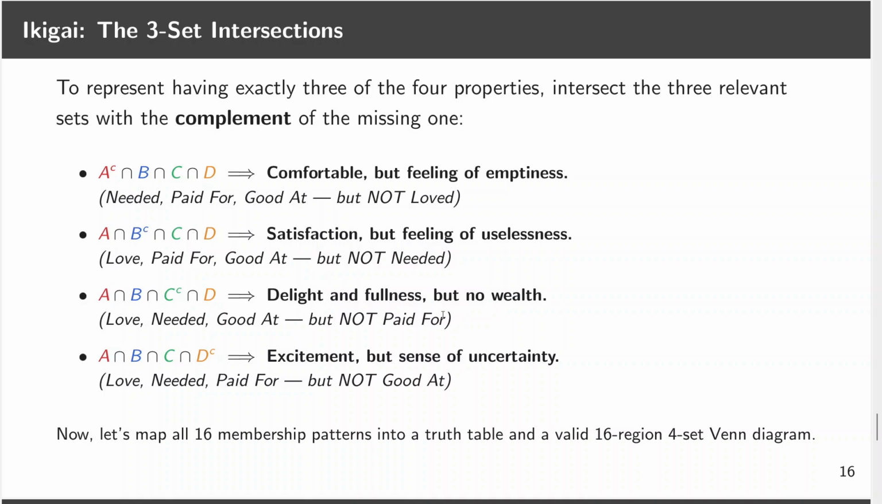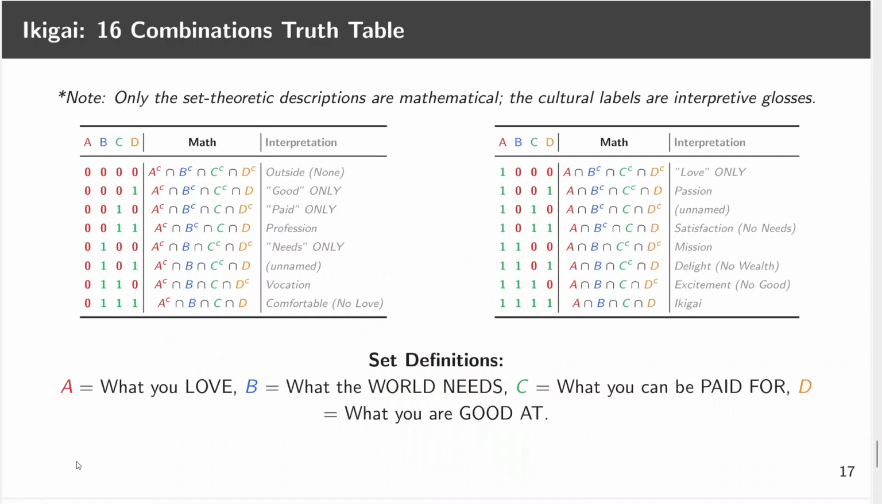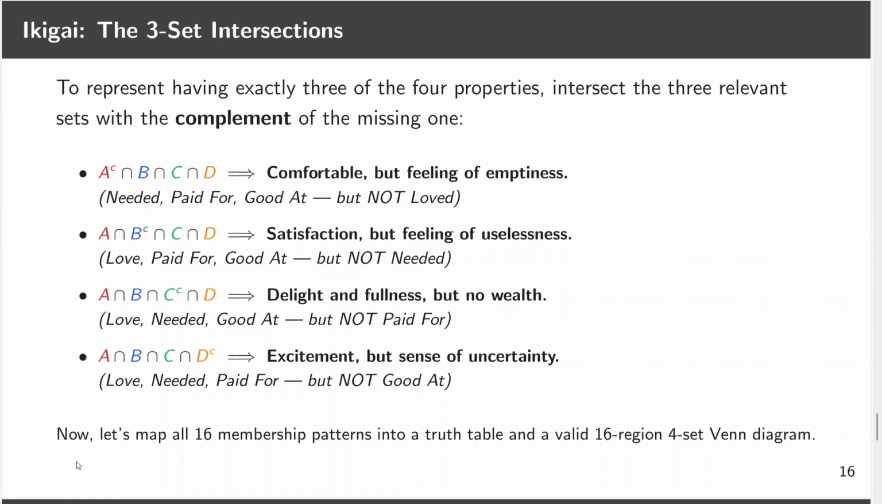And the region where you love what you do, the world needs it, and you can be paid for it, but you are not truly good at it. Mathematically, A intersect B intersect C intersect D complement. This brings excitement and enthusiasm, but it also comes with a persistent sense of uncertainty, a feeling that you might be found out, that you are always working a little beyond your genuine competence. 4 near misses. 4 different flavors of an almost but not quite life, each one real and recognizable, each one occupying its own distinct region in the diagram.